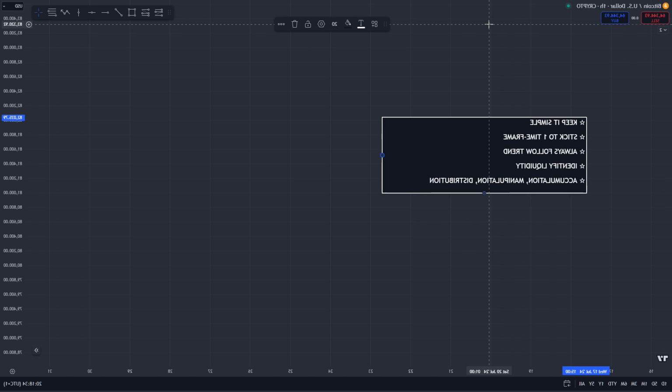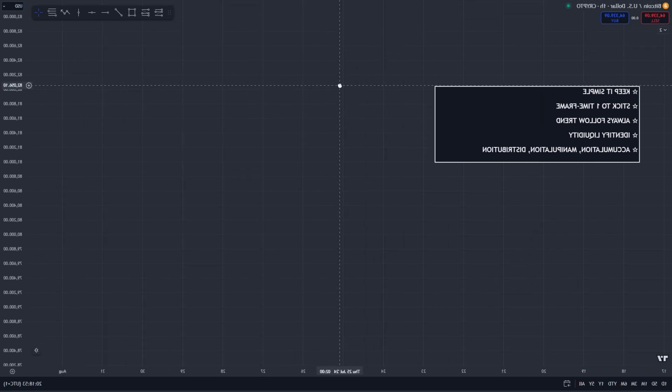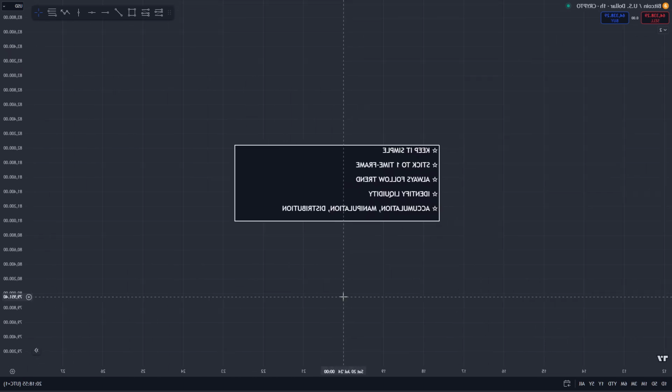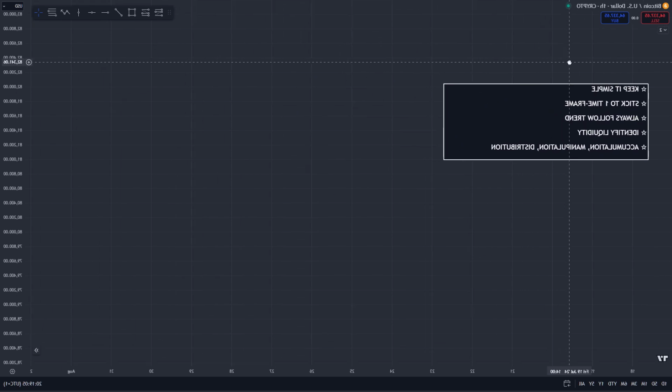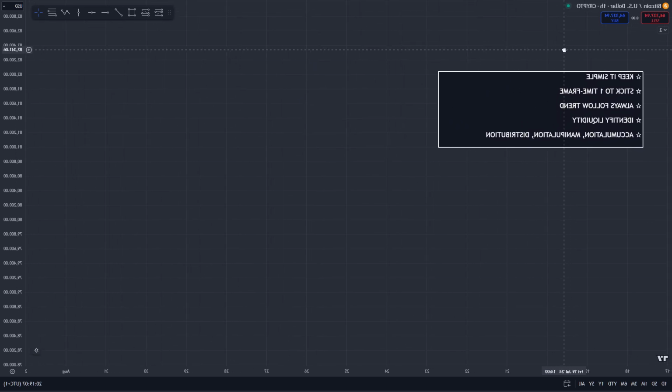Number three, identify liquidity. Identify points of liquidity in the market, whether that be order blocks, fair value gaps, swing lows, swing highs, anything. Just identify a point of interest in the market where price will go and tap into, then after instantly reverse off of. And finally, the most important part about this strategy: accumulation, manipulation, distribution. This is so powerful.